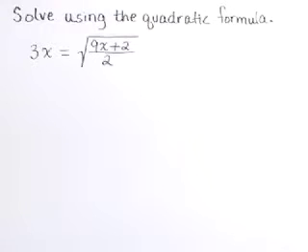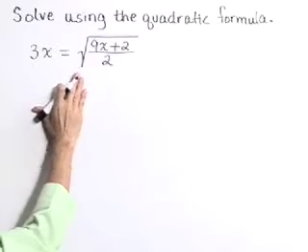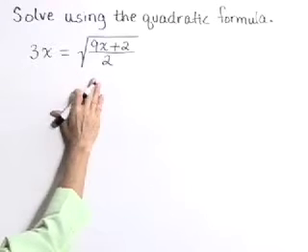Solve using the quadratic formula. The equation is 3x equals the square root of (9x plus 2) all over 2. We're going to start by eliminating the radical. We'll do that by squaring both sides.